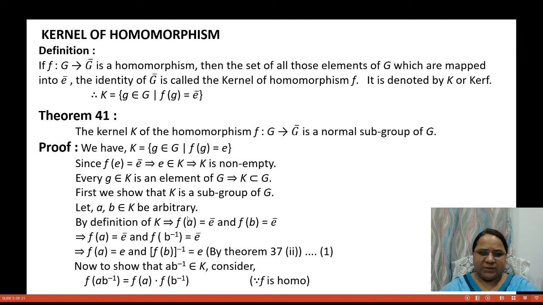Let a, b belong to K be arbitrary. By the definition of kernel, we can write f of a must be equal to e bar and f of b must be equal to e bar. That means for the elements a and b, they have the image e bar. f of a is equal to e bar and f of b inverse can be written as f of b whole inverse, which is equal to e bar.